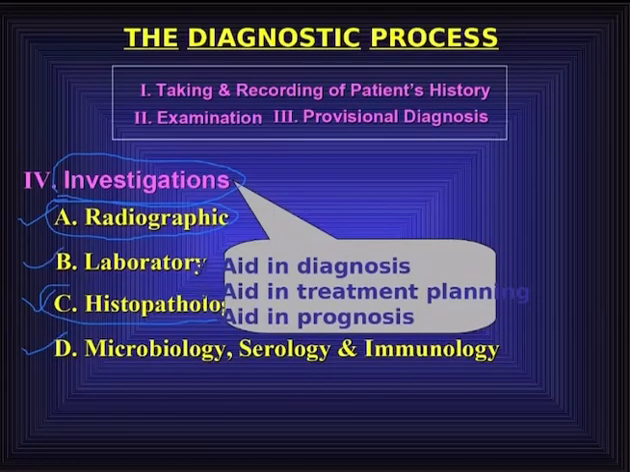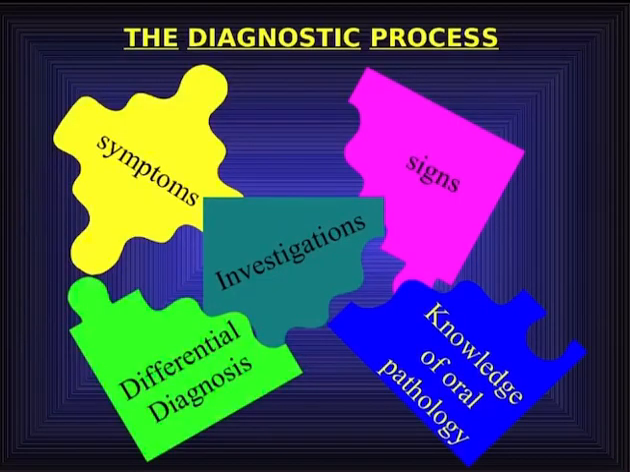So why do we need investigations? They aid in diagnosis, treatment planning, and also prognosis. This is the reason why we need to have investigations. So this is it: symptoms, signs, investigations, differential diagnosis, and knowledge of oral pathology. See here, in these pictures: what is a sign, what is a symptom, then you do the investigation, then you come to a provisional diagnosis, or then you do a differential diagnosis as well. To come to these, you need to have knowledge of oral pathology, meaning knowledge of the diseases.